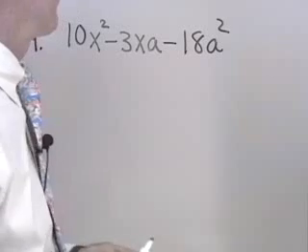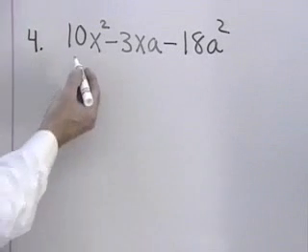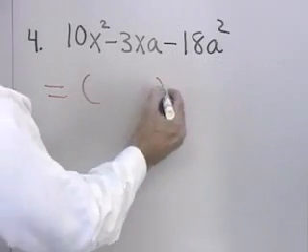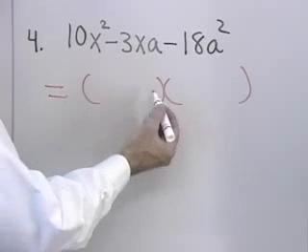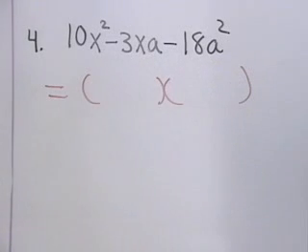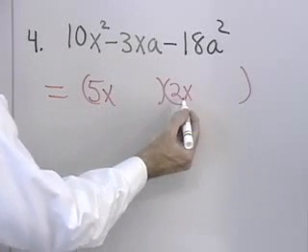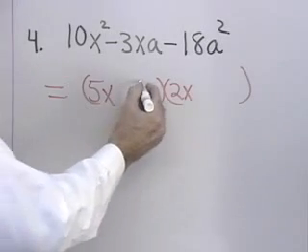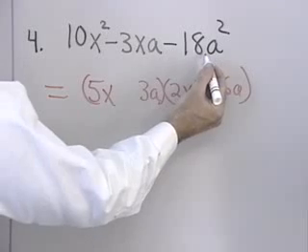Let's look at our next example. 10x squared minus 3xa minus 18a squared. Okay, I look for a greatest common factor for each term. There isn't any other than 1. So if this factors, it'll factor into the product of two binomials such that when I multiply the first two terms together, I get 10x squared. When I multiply the last two terms together, I get 18a squared. So let's try 5x and 2x, because 5x times 2x is going to give me 10x squared. And then let's try 3a and 6a, because 6a times 3a is 18a squared.